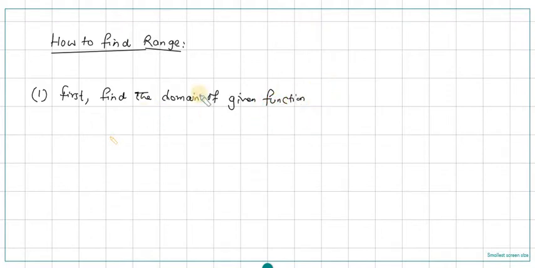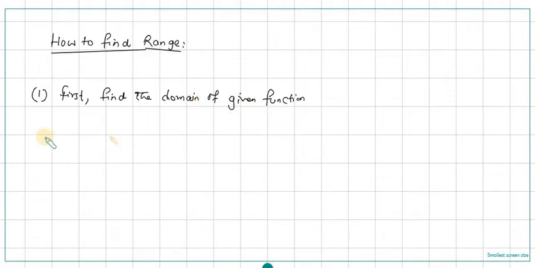Sometimes the domain is itself given, like when you define a function, it is given that the function is defined for x is such and such. In that case we don't have to find the domain. But if it is simply given that this is a function and you have to find the range, then first of all we need to find the domain of that function according to its kind, or its exact way to find the domain.